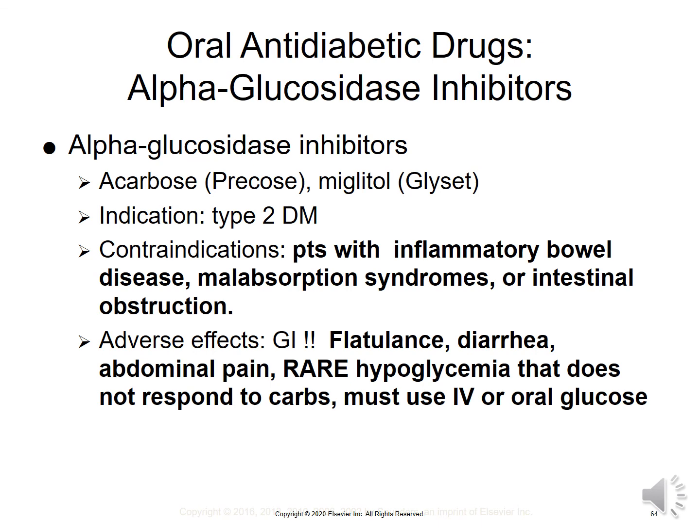And if they do have hypoglycemia with this particular drug group, they don't respond to carbs. So you have to give IV or oral glucose to fix hypoglycemia with Precose or Glyset. These are alpha glucosidase inhibitors.